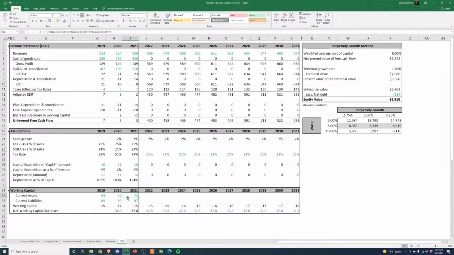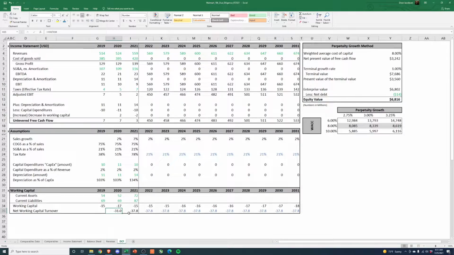So from there, you'll see we pulled both of those in, and we're going to calculate our working capital. And then from there, we're going to do a net working capital turnover. If you look at the formula here, it's your revenues divided by your working capital. So it's basically, how many turns of working capital a year do you go through based off your revenue?